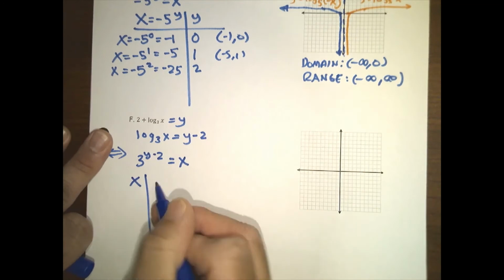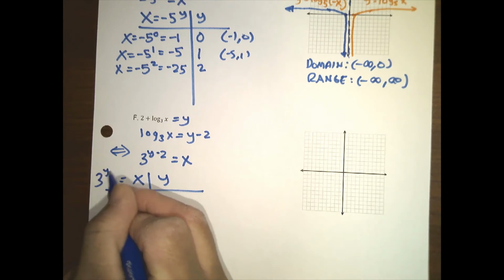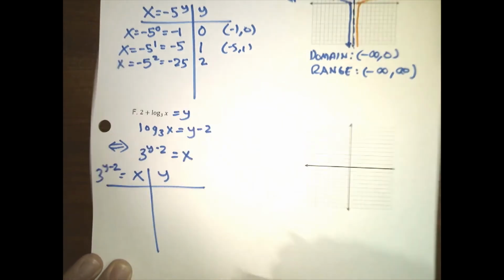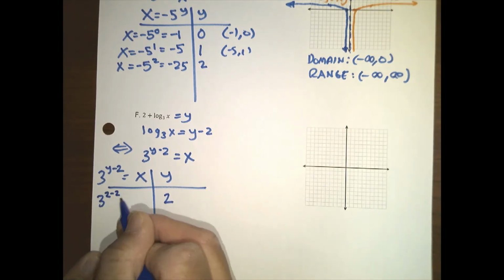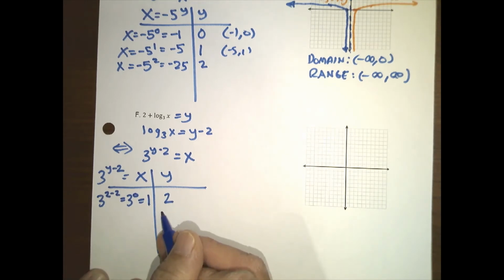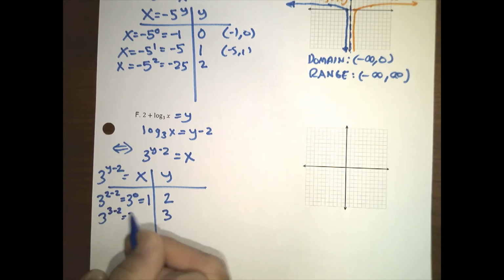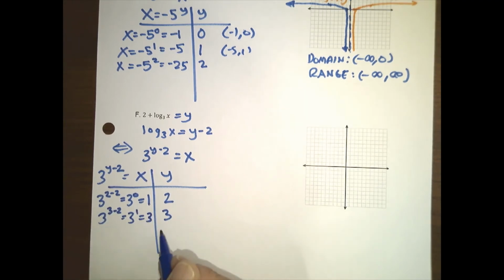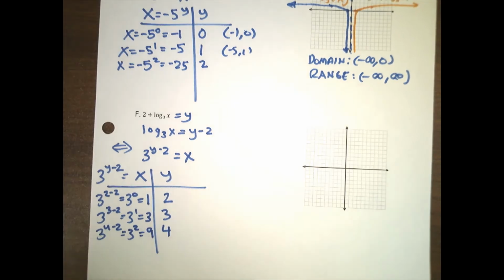And so then I can make a table. So x was equal to 3 to the y minus 2. If I pick values for y, such as 2, I have 3 to the 2 minus 2, which is 3 to the 0, which is 1. If I pick, say, 3, I have 3 to the 3 minus 2, 3 to the 1 is 3. If I pick 4, 3 to the 4 minus 2 is 3 squared, so 9. And then I will graph from here.